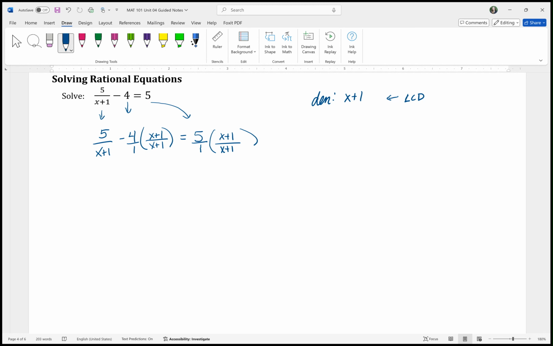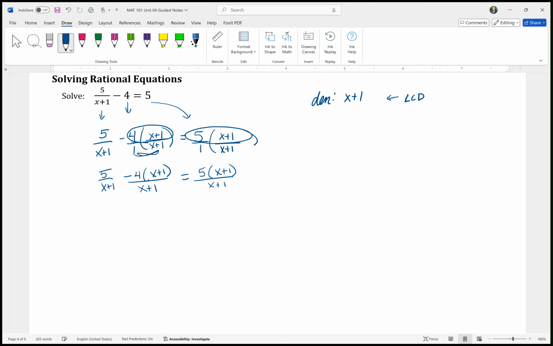Our next step is to write all of this with x plus 1 as the common denominator. So this is going to be 5 over x plus 1. And I'm going to write this entire numerator all together, so 4 times x plus 1. We'll do the distributive property on the next step. And then I'm going to write these two together, so this would just be x plus 1, because 1 times x plus 1 is x plus 1. And I'm going to do the same thing on the right-hand side, so this would be 5 times x plus 1 over x plus 1.